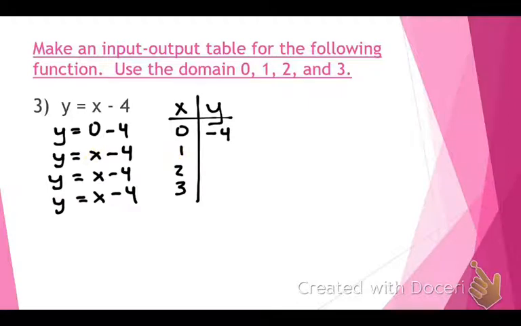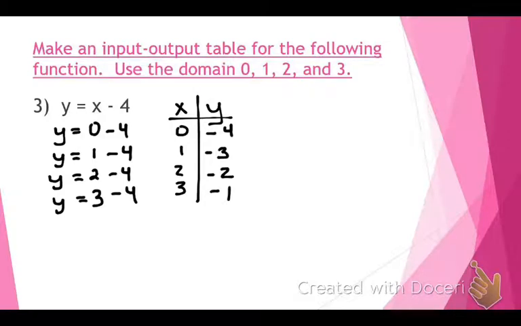Next one, I'm going to plug this 1 into where that x goes. And what will I get? Instead of putting x minus 4, I will put 1 minus 4. Okay, what is 1 minus 4? Negative 3. All right, this next one, let's get rid of this x. And what do I plug in instead? 2. What's 2 minus 4? Negative 2. And the last one, instead of x minus 4, I'm going to put a 3. What is 3 minus 4?